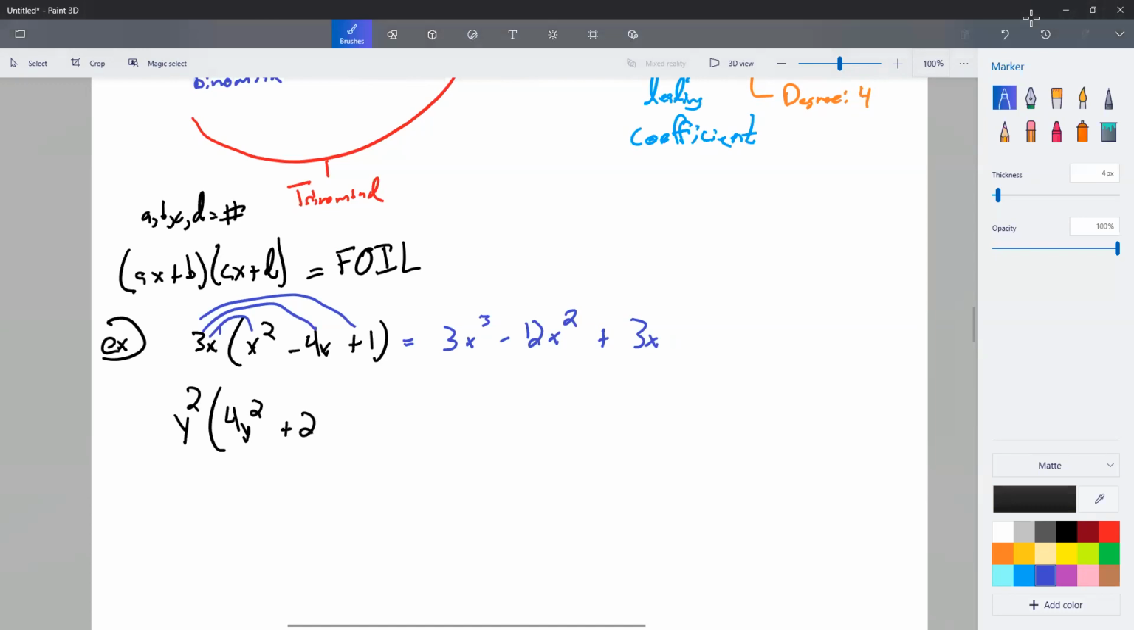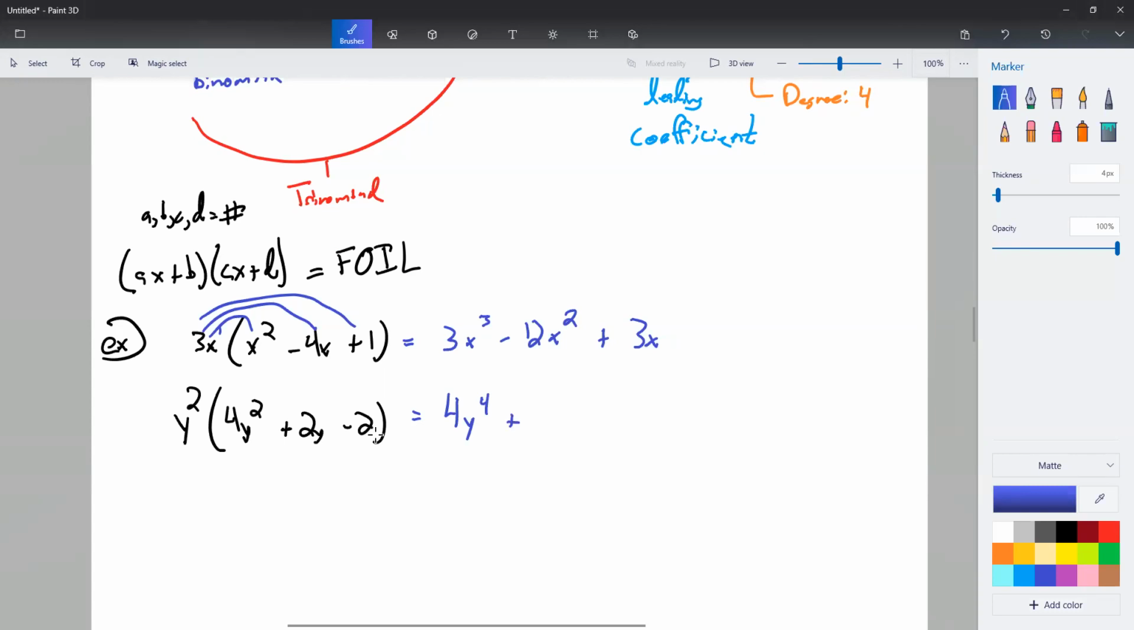All right, so another problem from your homework is y squared times the quantity of 4y squared plus 2y minus 2. When we look at this, again, always remember to add the exponents if you have like variables or like bases. So 1 times 4 is 4 for our coefficient. And then y squared times y squared, we add the exponents, we get y to the 4th. Plus 1 times 2, so 2 for our coefficient, and then y squared times y to the 1st, y cubed, minus 2y squared.